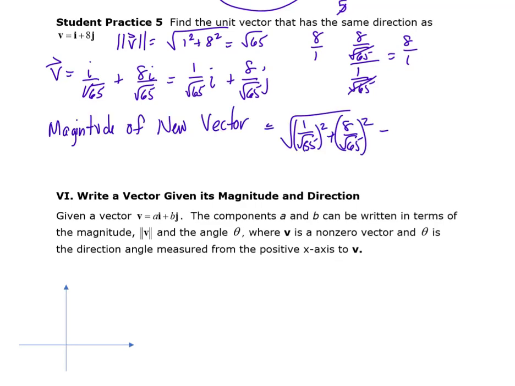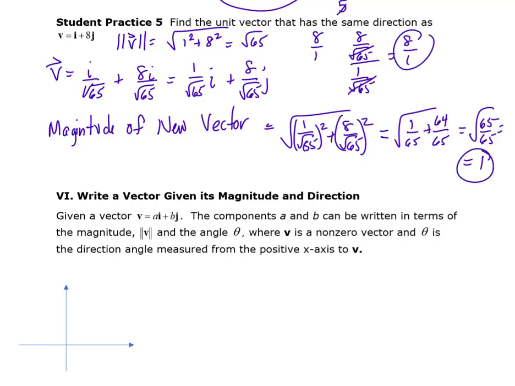Now let's confirm that this is in fact a unit vector by checking the magnitude. So the magnitude of the new vector is going to be the square root of 1 over the square root of 65 squared plus 8 over the square root of 65 squared. This is going to be 1 over 65 plus 64 over 65, which is going to equal the square root of 65 over 65, which is equal to 1. So we've confirmed that we have a unit vector, and we've confirmed that the direction is the same.